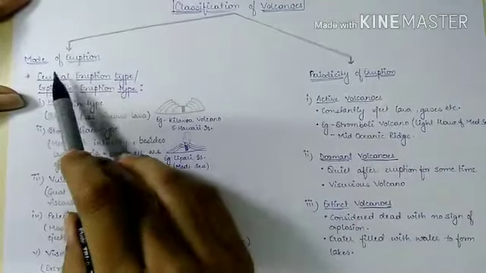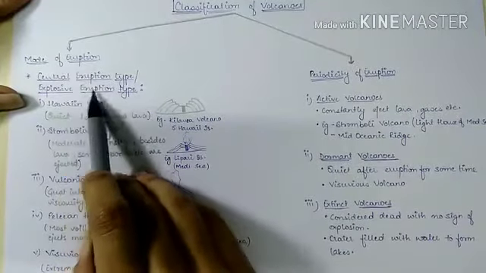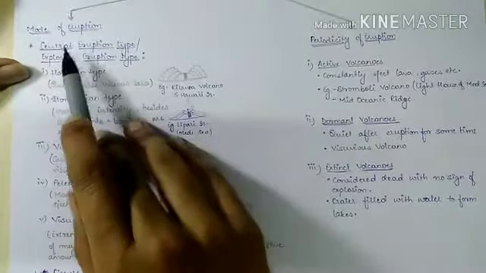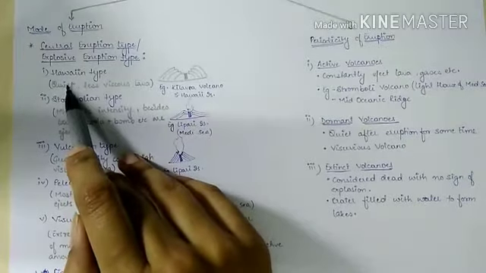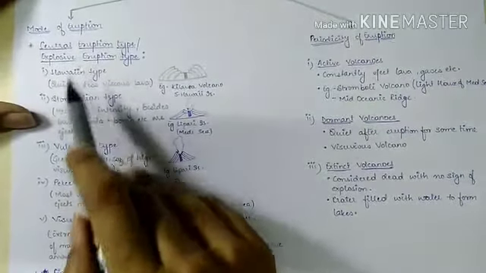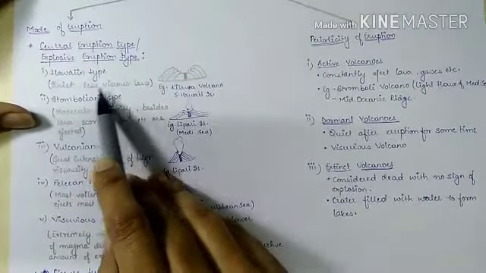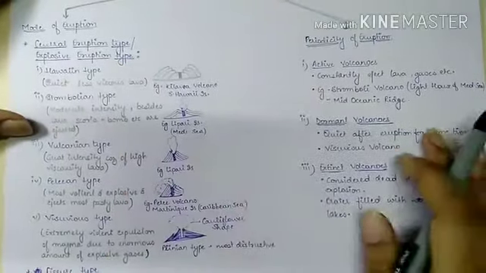Okay, so on the mode of eruption they are of two types: central eruption type, that is explosive eruption type, or fissure type. In central eruption type we have the Hawaiian type, which is the least violent among these. It is quiet, with less viscous lava. Less viscous lava means it is having basic lava.